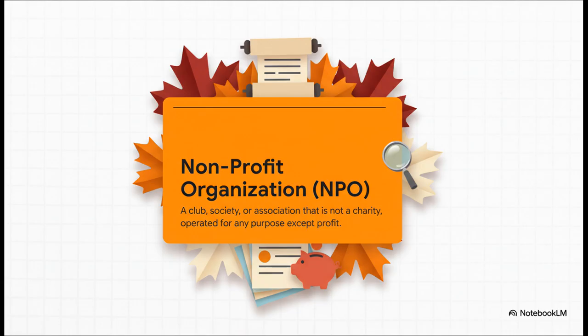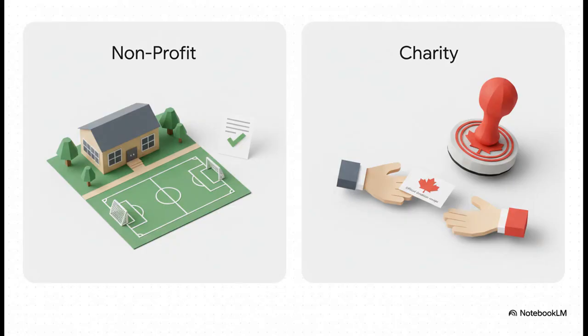So if you've got a local hockey league, a community garden, whatever, if it's set up for the good of the community and none of the money it makes can go into a member's pocket, you're probably looking at an NPO. Now, this brings us to what is probably the single biggest point of confusion out there.